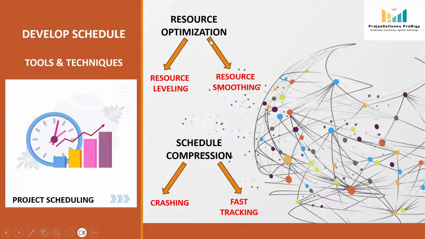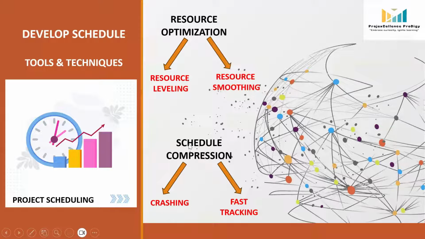Resource optimization. It is a project management technique aimed at making the most efficient use of resources such as time, money, and manpower while achieving project objectives. The goal is to balance resource allocation to ensure that projects are completed within their constraints, minimizing cost and maximizing productivity without compromising quality. There are two primary techniques for resource optimization: resource leveling and resource smoothing.